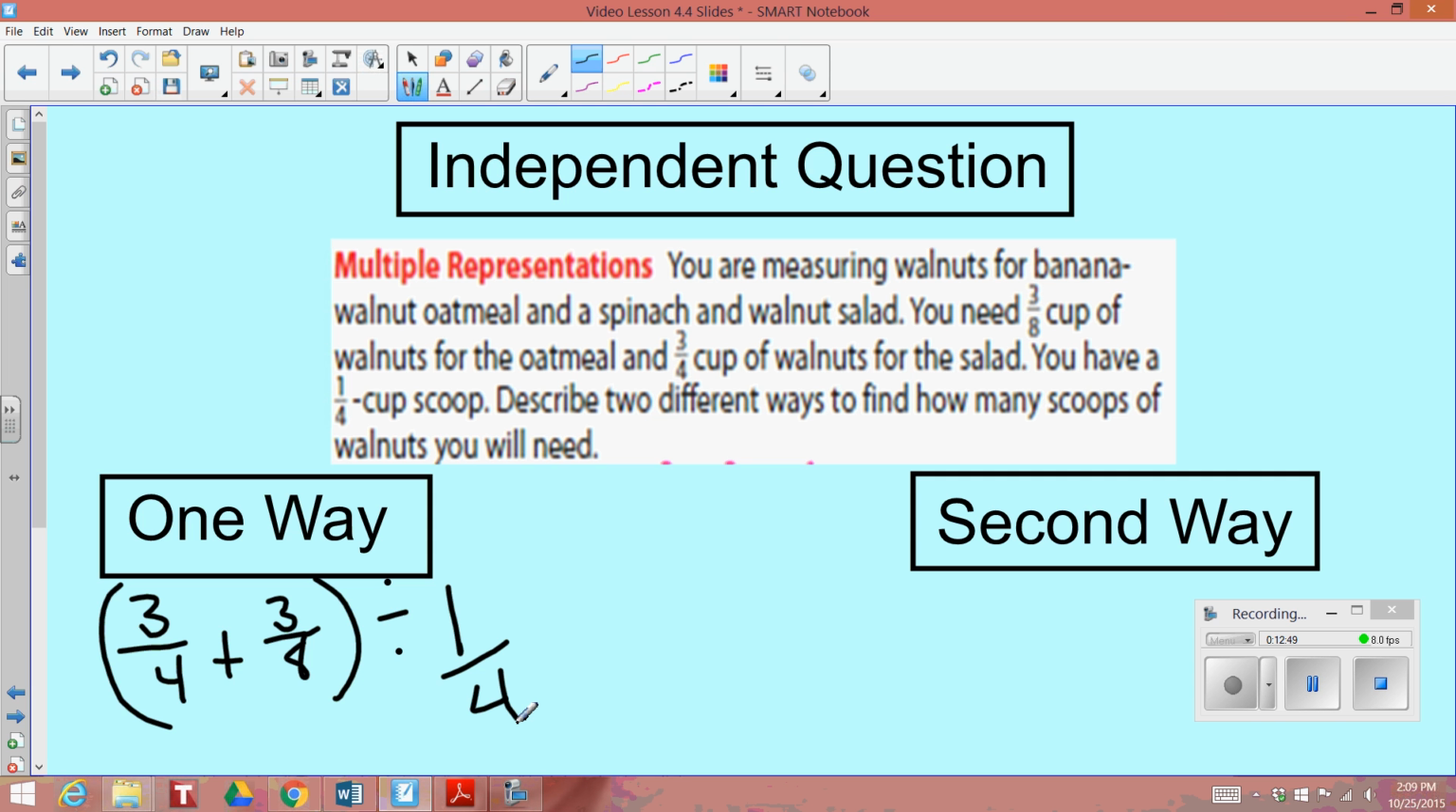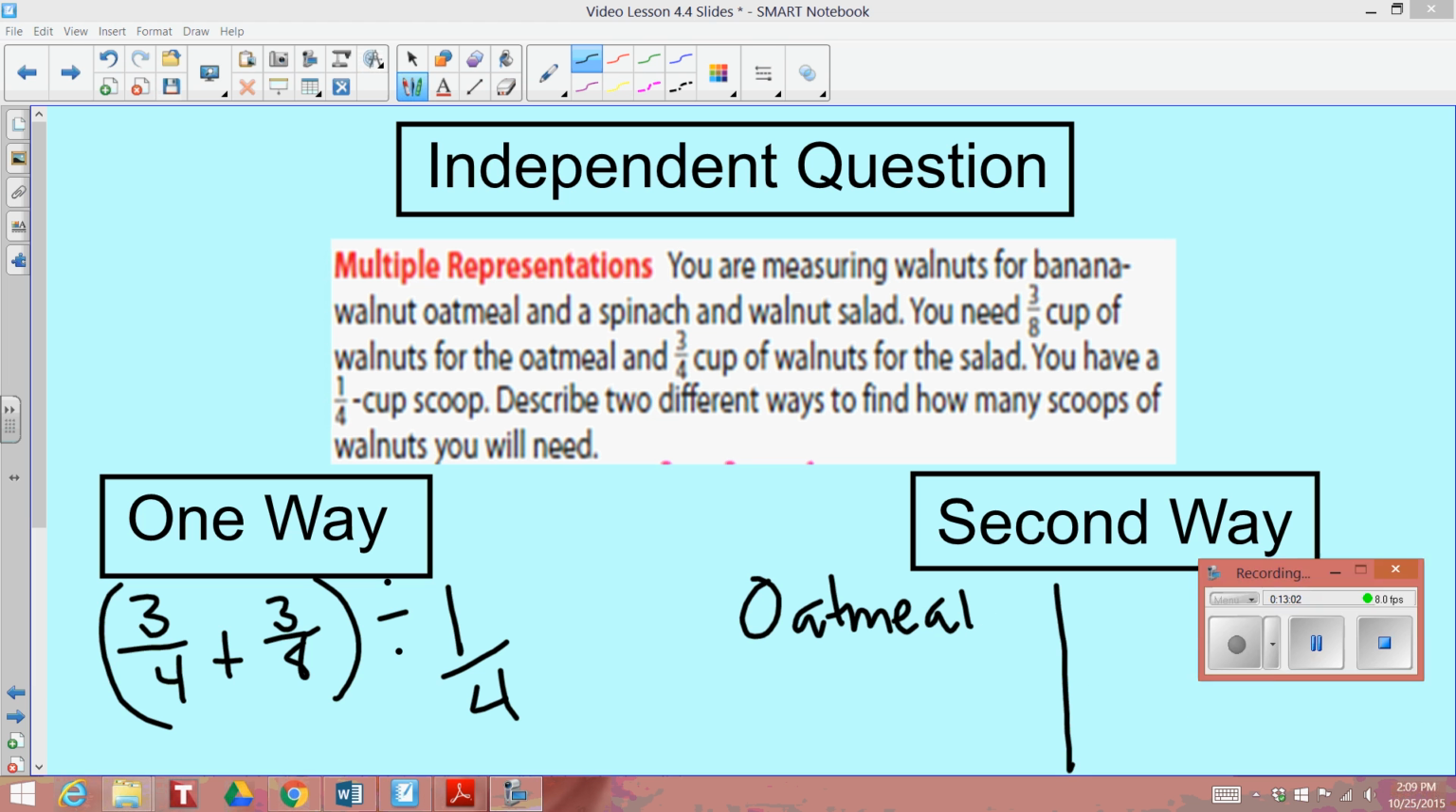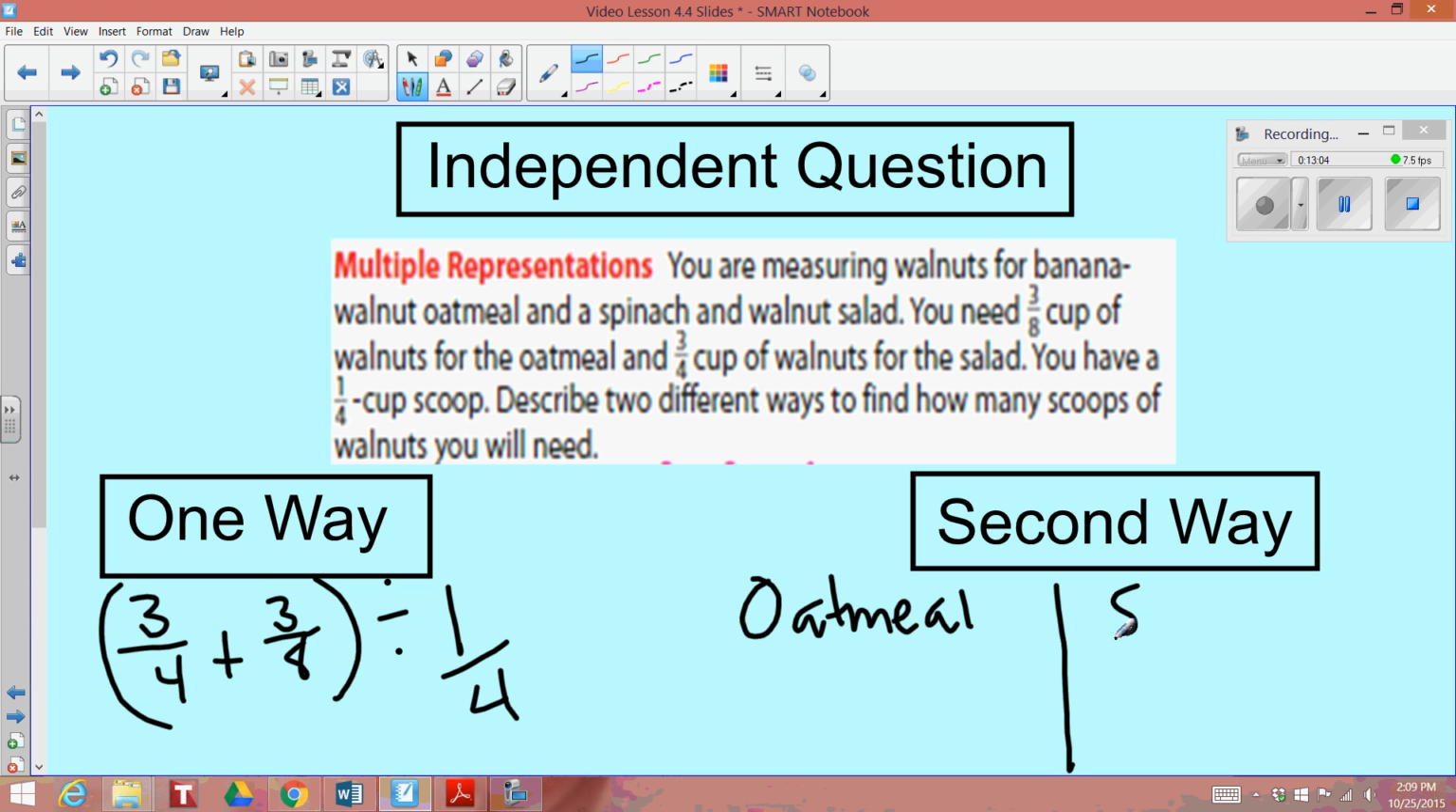But the second way that we want you to think about is, could you find out the exact amount of scoops that you need for the oatmeal first, and then figure out the amount of scoops that you would need for the salad, and then add those scoops up? Think about it. Bring it into class, and we'll talk about it. Make sure you write down all your thinking on loose leaf, and don't forget to bring it into school.